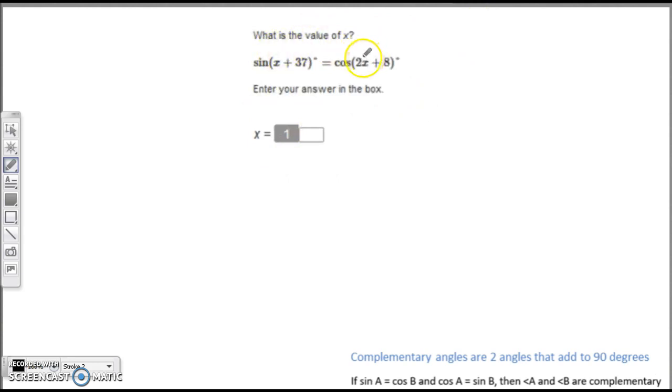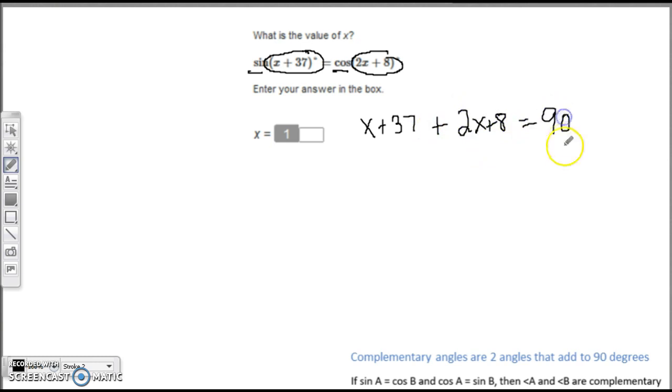All right, and this one, what is the value of x? Again, we have that the sine equals the cosine, so we know these two angles must be complementary. So we can take the first angle and add it to the second angle, and those two angles have to add up to 90.